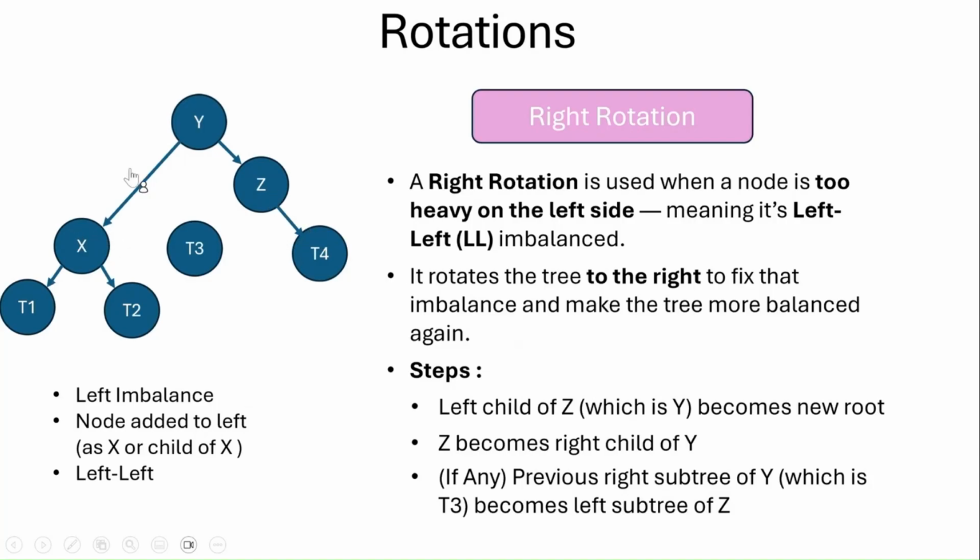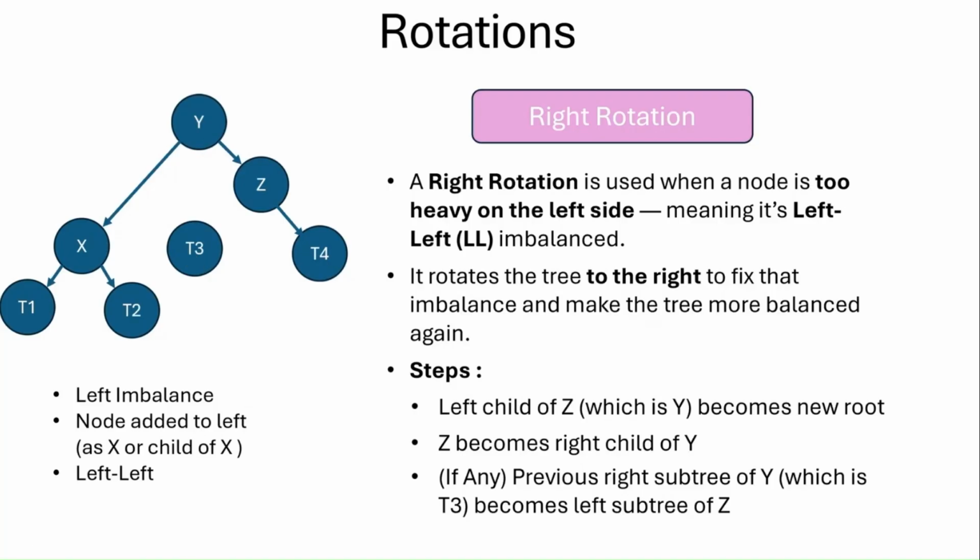Right. Now Y became the root. Z became the right child of Y according to the binary search tree properties. Now one thing you might have observed is that the T3, which was previously the right child of Y, is now unlinked because the right child of Y is now Z. So where will this T3 go?